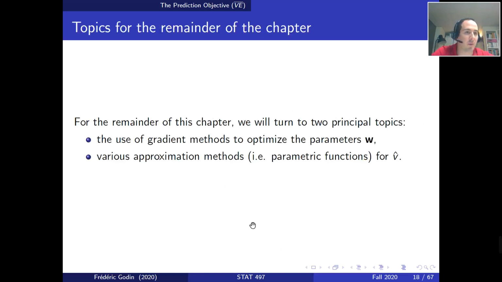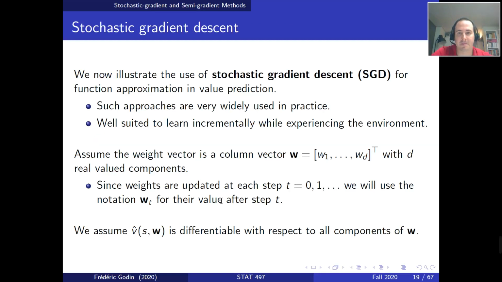Now we have our objective function, but how do we minimize it? In this lecture, we will discuss gradient methods or stochastic gradient methods that can be used for such purposes. We will illustrate how to use stochastic gradient descent, or SGD, for finding the best approximation of the value function in our framework.